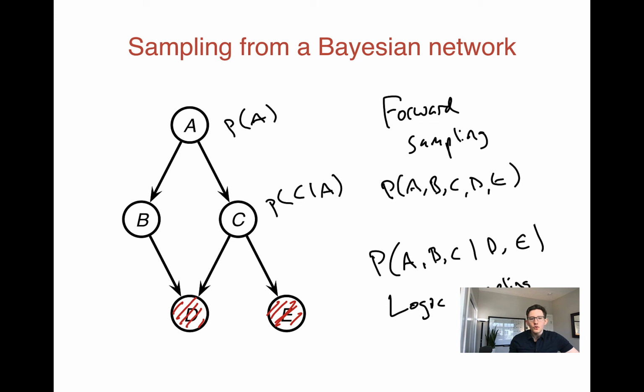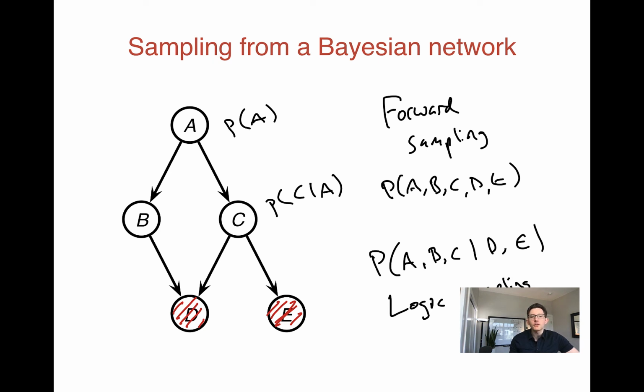So if we have a very small amount of evidence, then that's no big deal. We just have to run forward sampling a couple times until we find a sample that happens to match our observed values, and then we're good. We have our samples, or the sample we want.